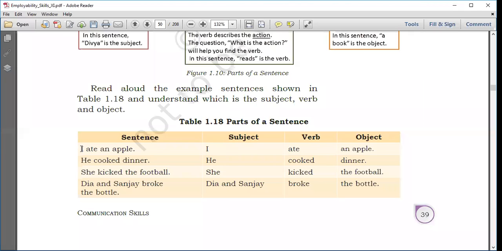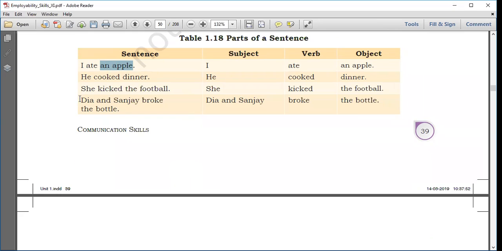Then we have some more examples. I ate an apple. I is the subject here, which is making the action. Ate is the verb, which describes what action is being performed, and on whom. It is performed on the word apple. So apple is the object here, right? Dia and Sanjay broke the bottle. So Dia and Sanjay are the ones doing the action, so they are the subject. Broke is the word which describes the action, so it is the verb, and the action is done on the bottle. So bottle is the object.